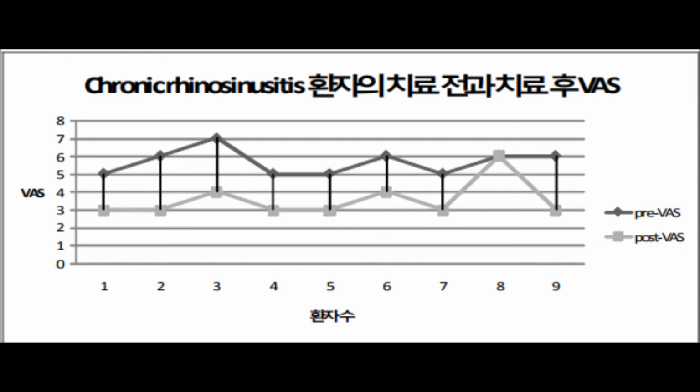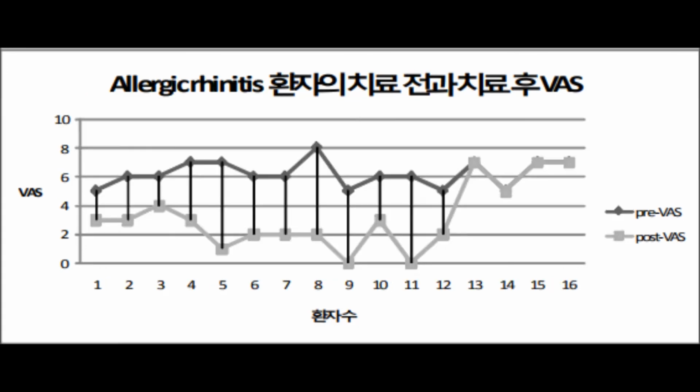The cause of PND syndrome was found in 48 patients, including 9 patients with chronic sinusitis. The average VAS before treatment was 5.67. The average VAS after treatment was 3.56, and VAS improved in 8.